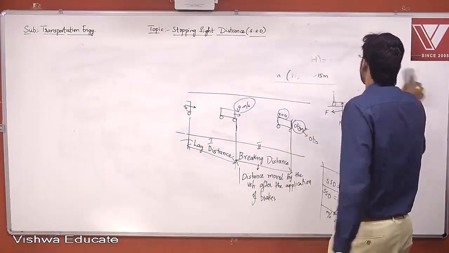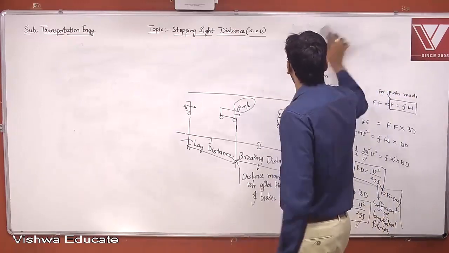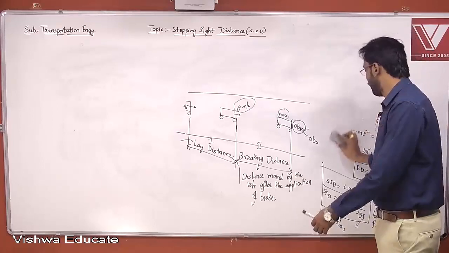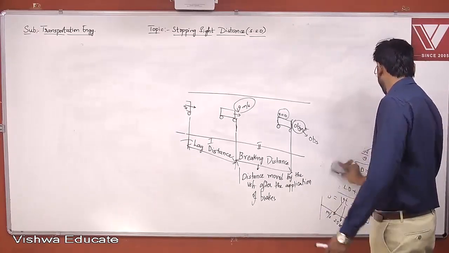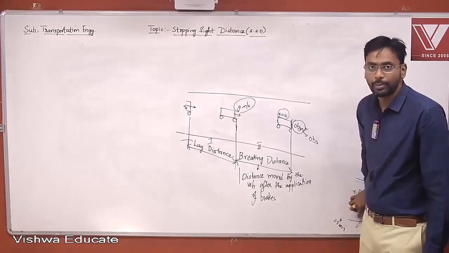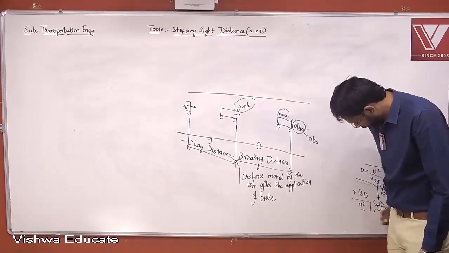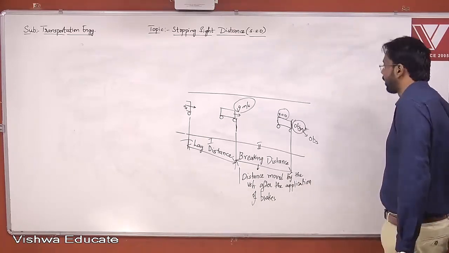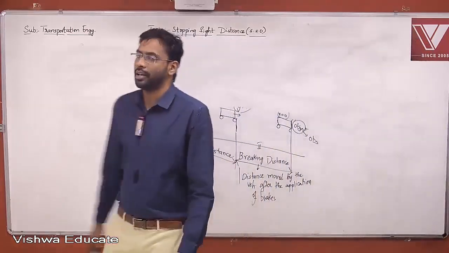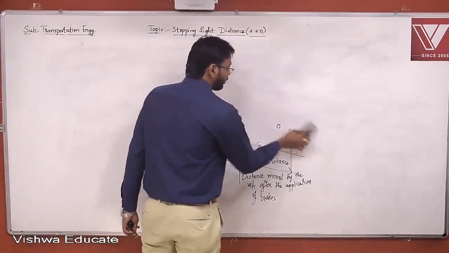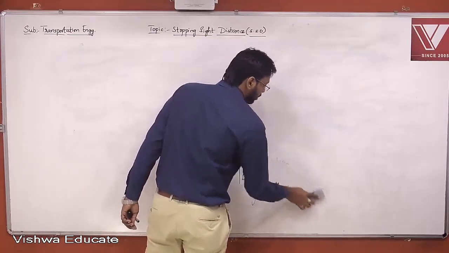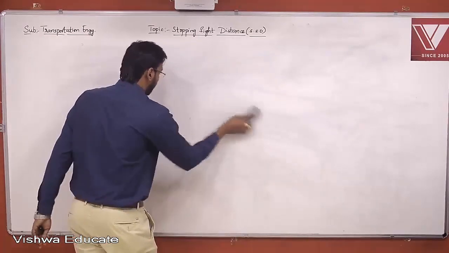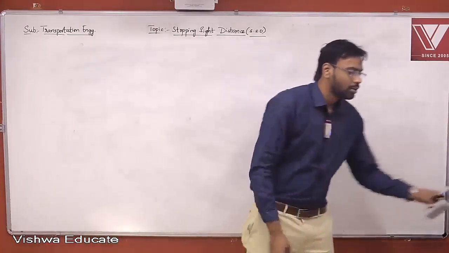Stopping sight distance is the minimum distance that is required for the driver to avoid an accident on a particular road. Right? So that is what it means.